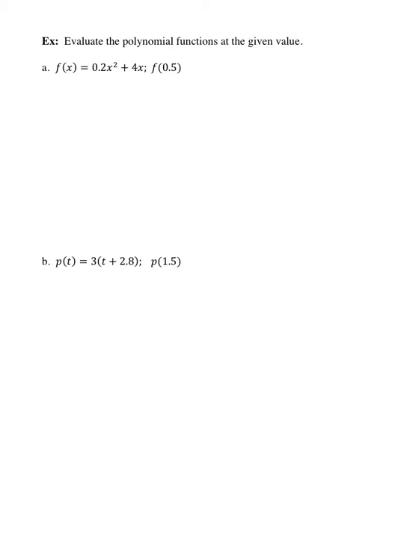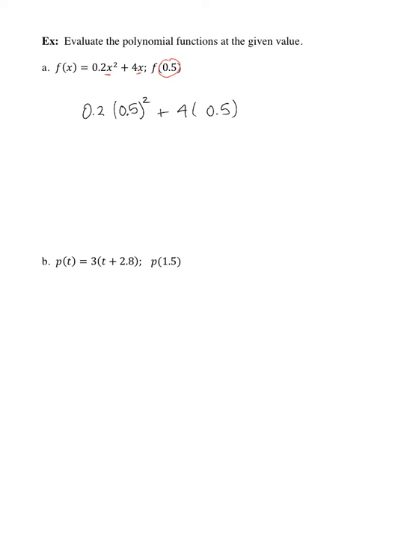All right, sometimes we're asked to evaluate a polynomial function. And so here what we're going to do is we're just going to plug the value of 0.5 in every time we meet an x. So we'll just replace that x with 0.5. So it would be 0.2 times x, but now that x has a value of 0.5. And that needs to be squared plus 4 times x, and we'll replace that x with 0.5.